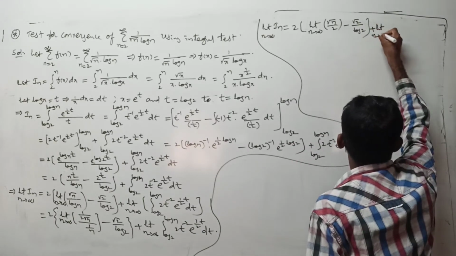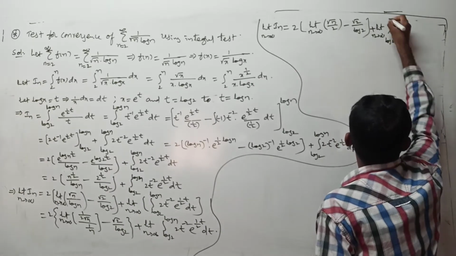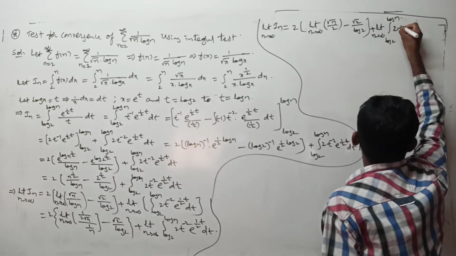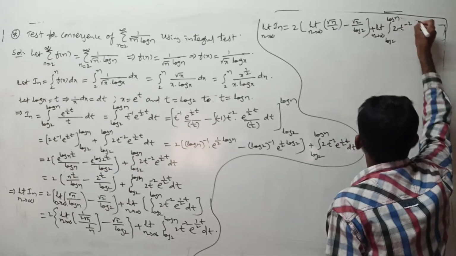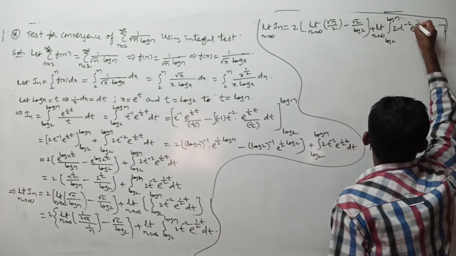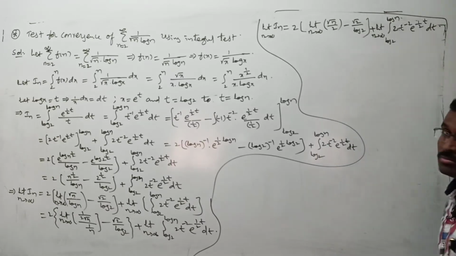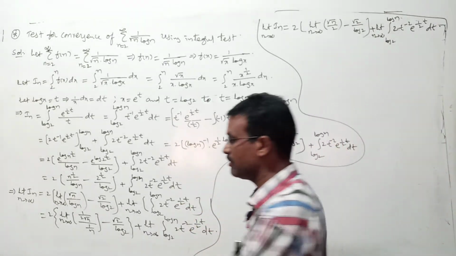Limit as n tends to infinity, integral log 2 to log n, what is that? 2 into t power minus 2 into e power 1 by 2 t dt. Don't proceed with this integration. Why are we not doing this integration? In the next step you get the complete conclusion, right?